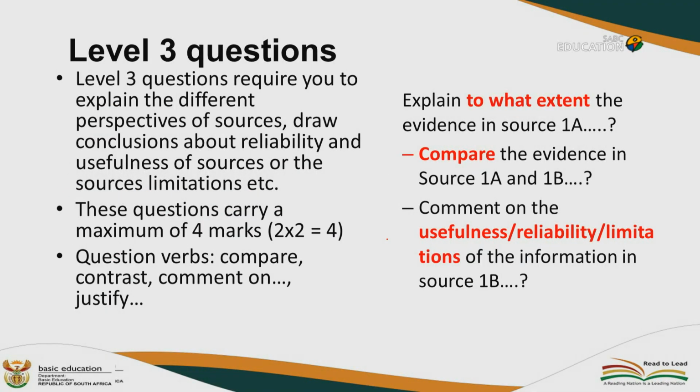Now, level 3 questions. Level 3 questions require you to explain different perspectives. You look at things like drawing your own conclusion, coming up with your own understanding and conclusion about a particular historical event. You can use also reliability as a form of a question that will make you interpret information. Remember now, we are moving from simple to complex. We started with level 1, we went to level 2, now we are going a level higher than the past 2 levels.